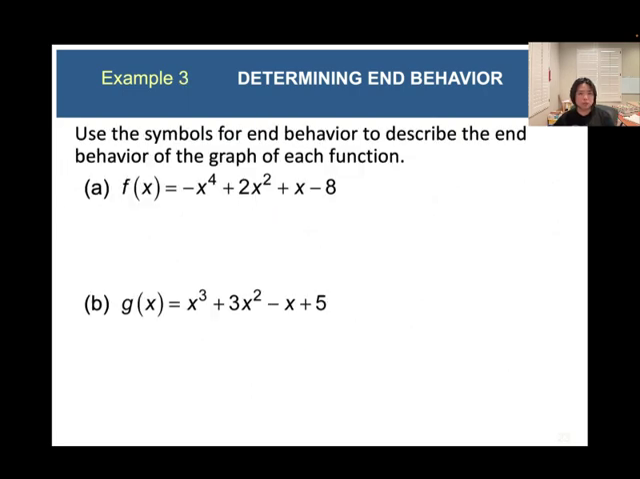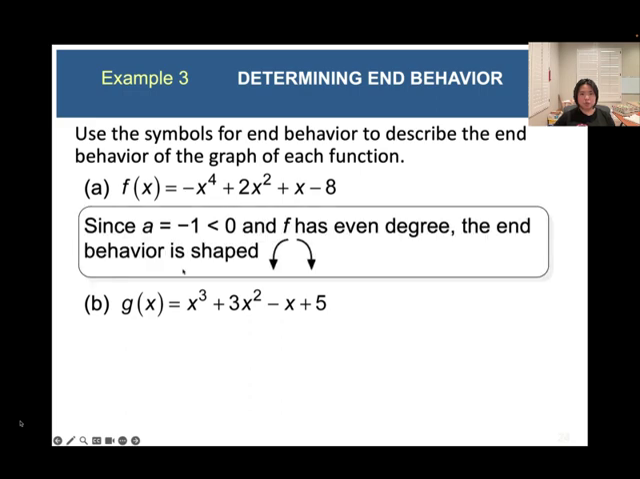Use the symbols for end behavior to describe the end behavior of the graph of each function. Try to just sketch it. How is it going to look for this one? You have an even degree, so either going upward or downward. And the leading coefficient is negative, so it's going downward.